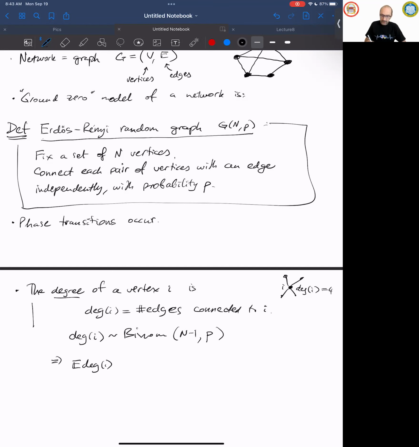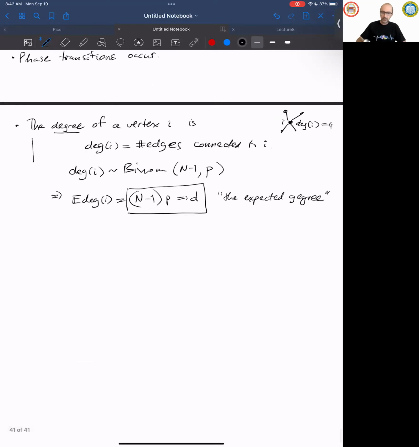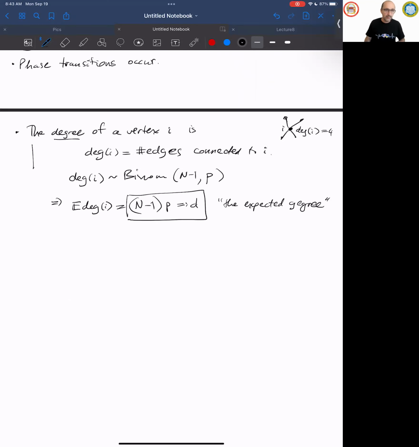In particular, the expected degree of a vertex is n minus 1 times p. N minus 1 possibilities, each realizes with probability p. So n minus 1 times p. Let's call this number d, the expected degree. It's how many friends you expect to have in this model. Every vertex expects the same number of friends.